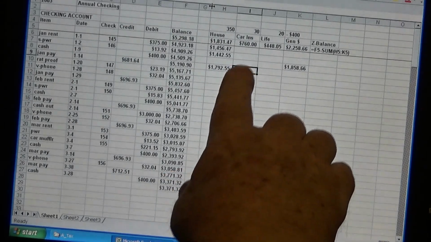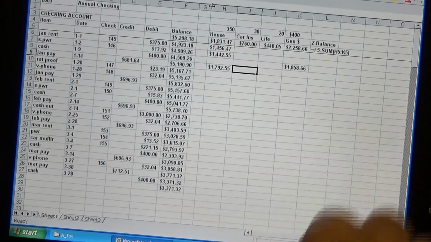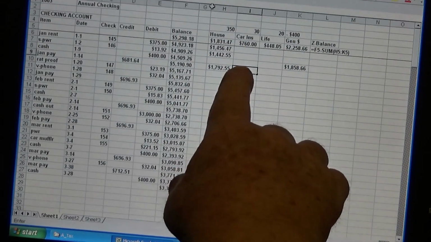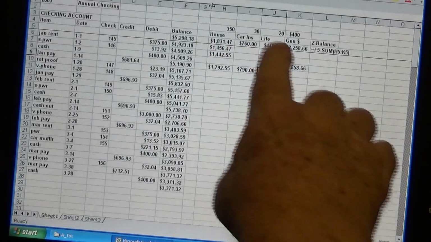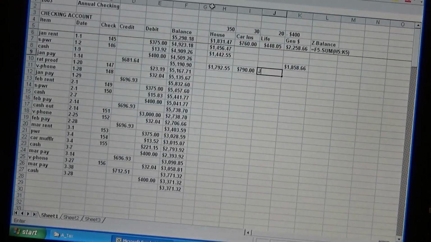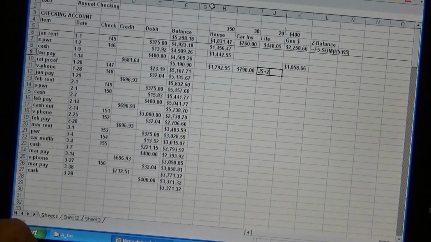And this is going to be equal to I5 equals I5 plus $30. And life is going to be equal to J5 plus $20.